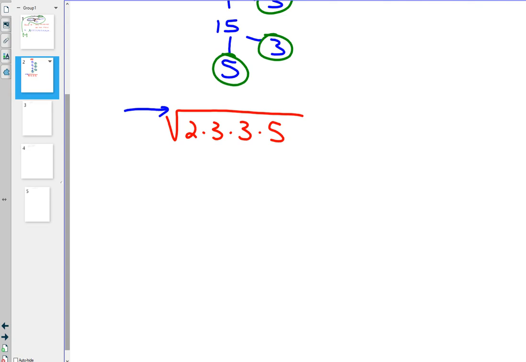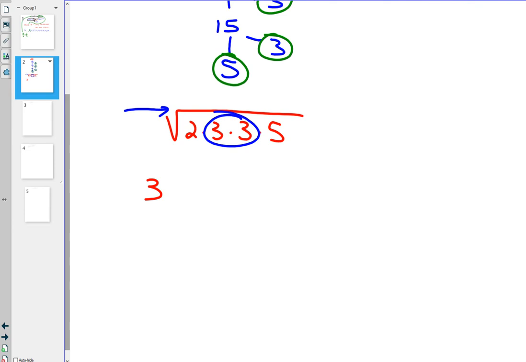So do I have any pairs in here? I have a pair of 3s. So I will now circle the 3s. Do I have any other pairs? No. So those 3s were brave. They were able to break out. For every circle, for every pair on the inside, it's 1 on the outside.